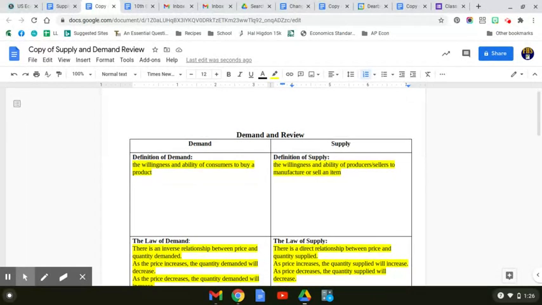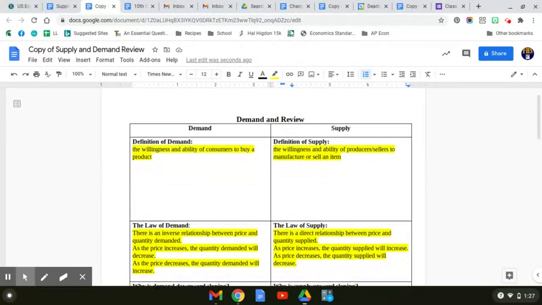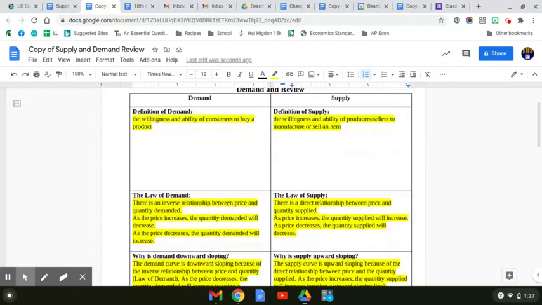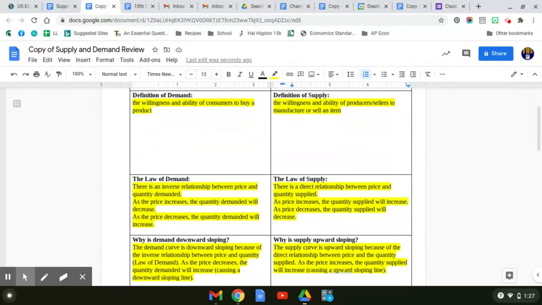So for demand, the first thing you had to fill in was the definition of demand. So you should have something close to demand is the willingness and ability of consumers to purchase or buy a product. Next, it asked you about the law of demand. So the law of demand is that inverse relationship between price and quantity demanded. So as the price goes up, the quantity demanded of an item is going to decrease. And then as the price decreases, the quantity demanded will increase.